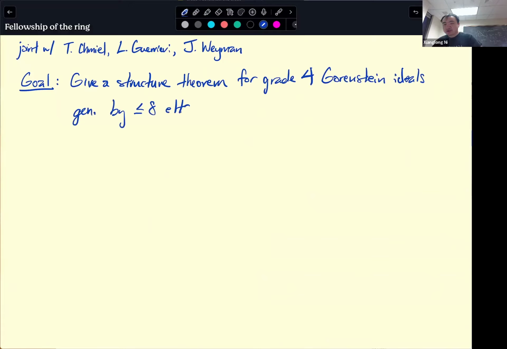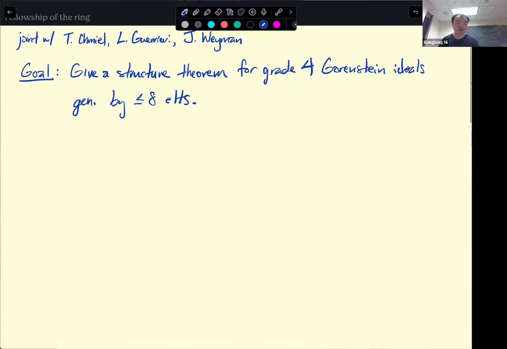Now, what I like to start off with is to explain what I mean by structure theorem, and also to explain a little bit this somewhat unfortunate restriction that's only up to 8 elements. So first, let me talk about what I mean by structure theorem. I think the best way to explain is by example.